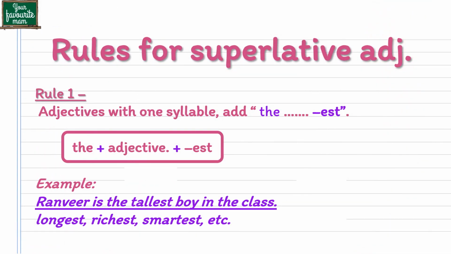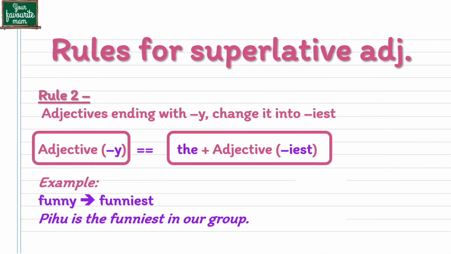The first rule, for adjectives with one syllable, like long, rich, smart, is adding the at the beginning of the adjective and est at the end of the adjective. Like tall becomes tallest. Ranveer is the tallest boy in the class. Adjectives ending with y are changed into iest, like happiest or funniest. The superlative degree is usually preceded by the, like Pihu is the funniest in our group.